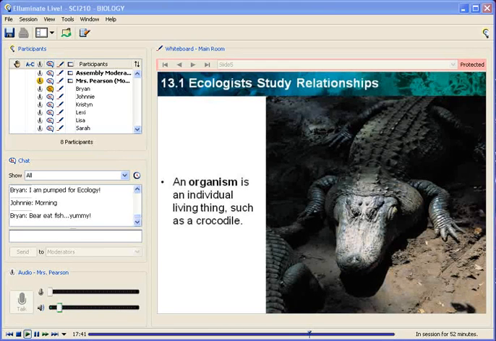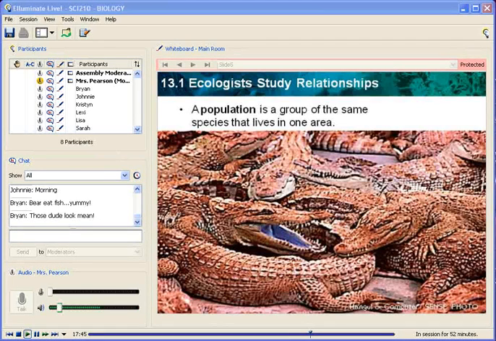Now, different ecologists are going to be interested in looking at the next level of organization, which is called the population. And a population in ecology is a group of the same species that lives in one area. So in this case, we would be looking at the population of alligators that live in this area.